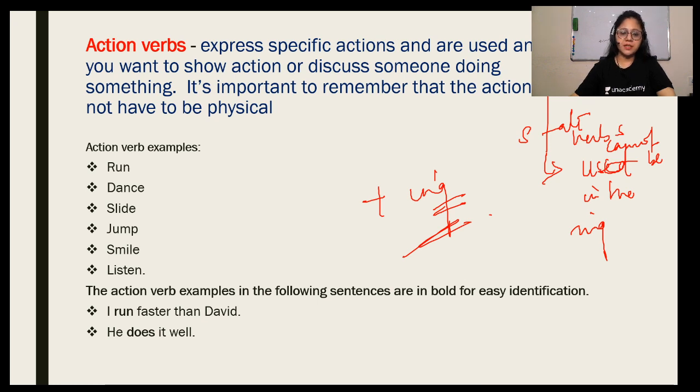He is a loving husband. She has a loving husband. He has a loving wife. So it can be used in the adjective form, but not in the ing form.